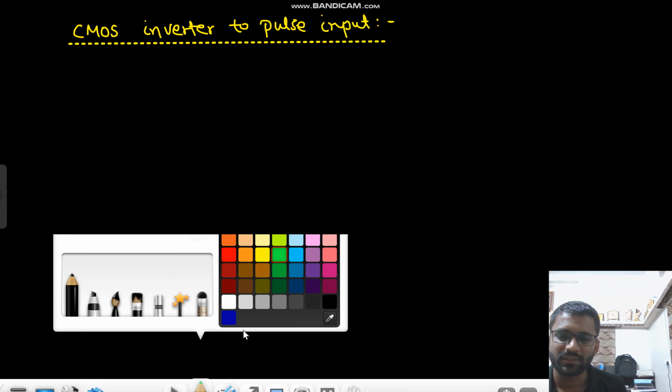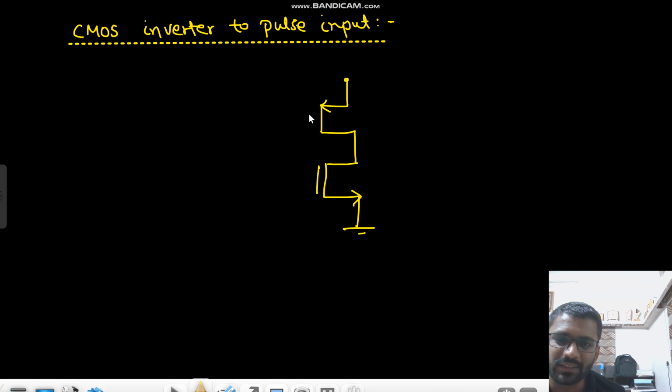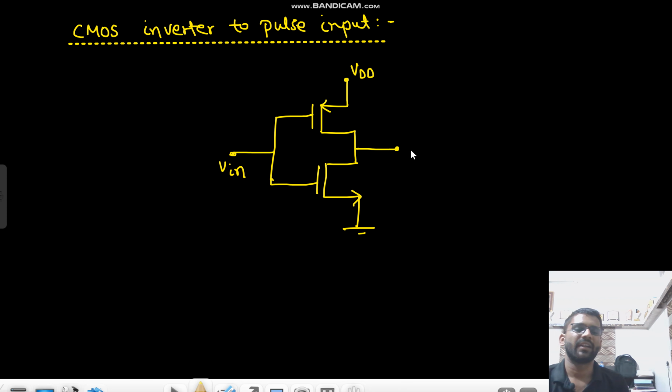First we will analyze the CMOS inverter for pulse input. So what is the circuitry of CMOS inverter? This is the PMOS, and then in series with the NMOS. This is the circuitry, and both have a common input Vin, and this is VDD. From the drain of NMOS and from the drain of PMOS we get the output.